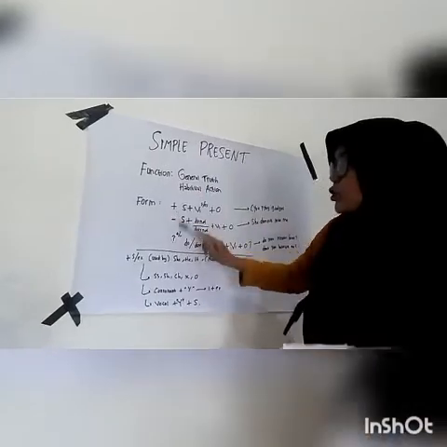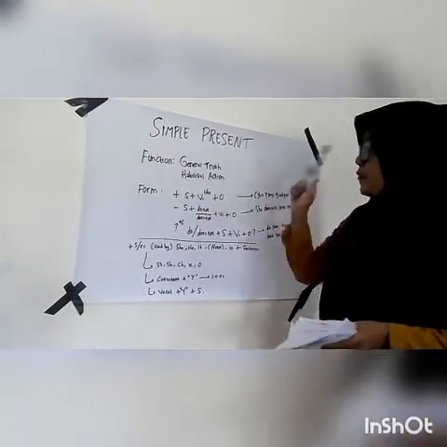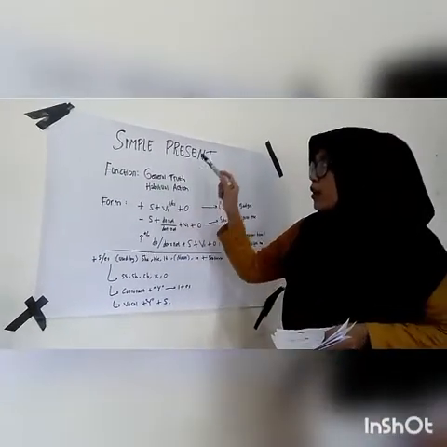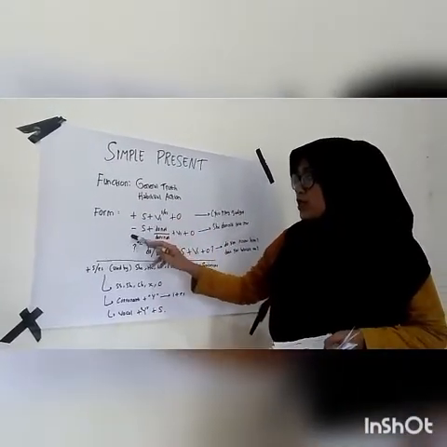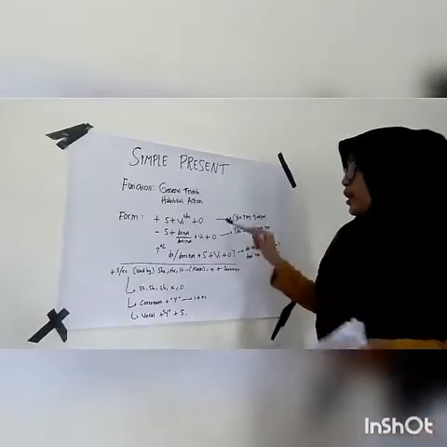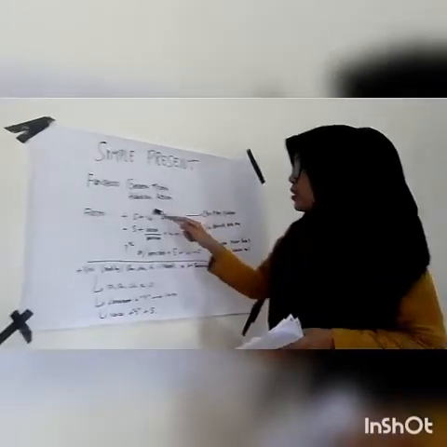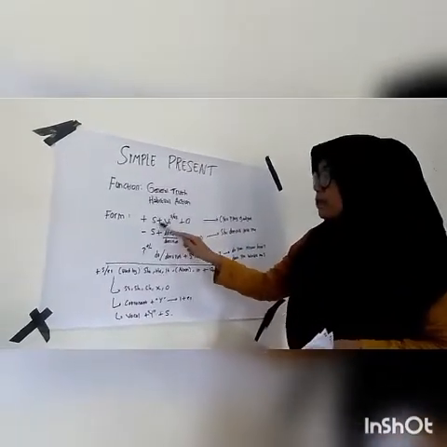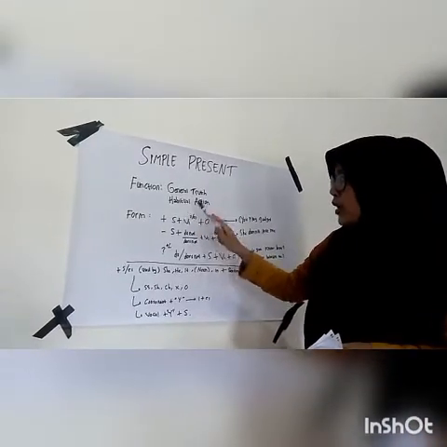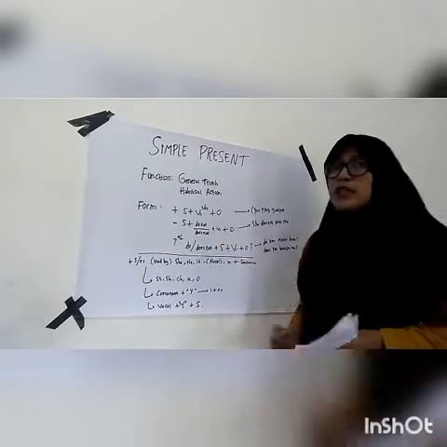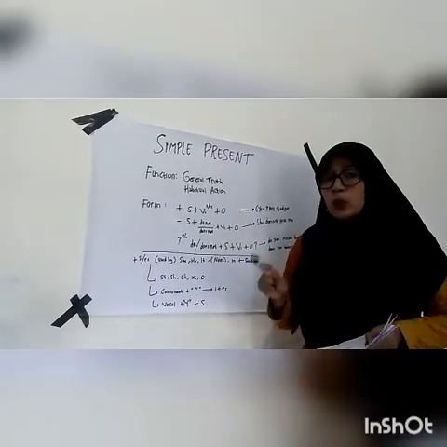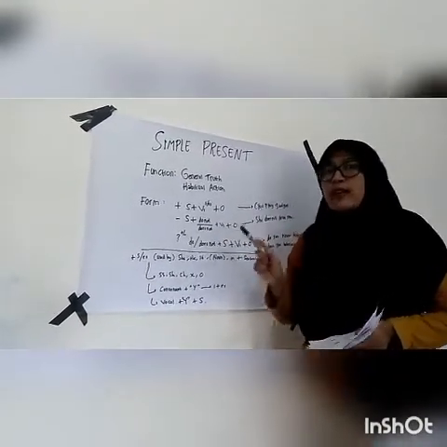In the formulation, the first formulation of simple present tense, there are positive sentence, negative sentence, and interrogative sentence. In the positive sentence, there are subject plus verb 1, additional s or es, plus object. Subject is like I, you, we, they, she, he, it.